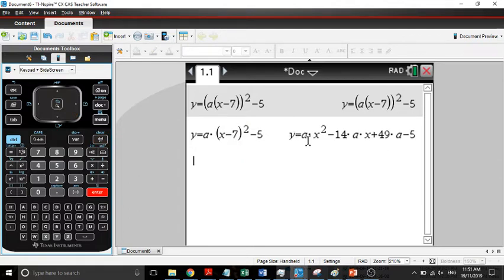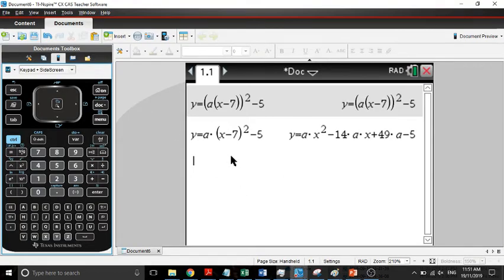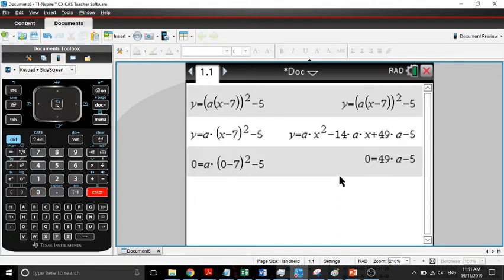Okay, so it's expanded it for us. We don't want to do that, but I'm just putting it in there, because this is what we're concentrating on. Then it tells us that when x is 0, y is 0. So this is another point that we can use. We'll put in 0 and 0 there and press enter.